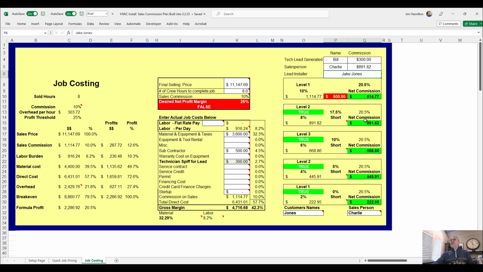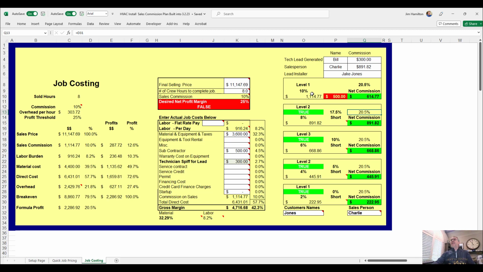So that commission dropped. It's a 20.5% job, but it's on a sliding scale at 10%. He's lost $500 of that commission, which brought it down to $614.77, where the 8% commission pays higher. So that's what I'm paying him. He's getting 8% on 17.5%, or on 20.5% basically. But this is the sliding scale.